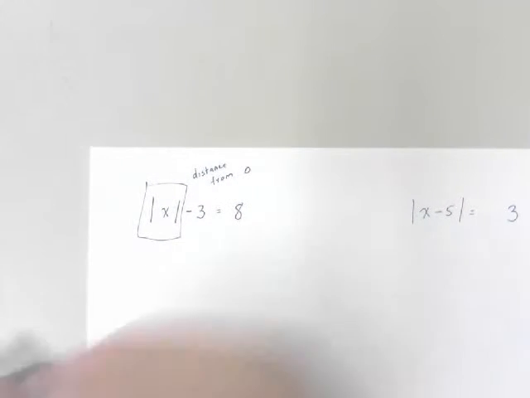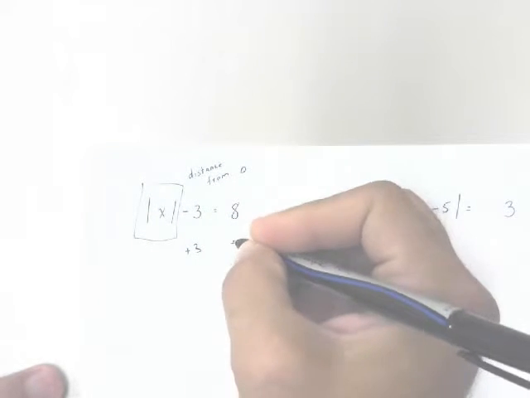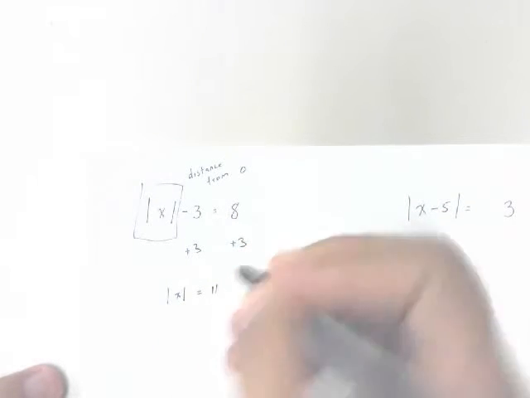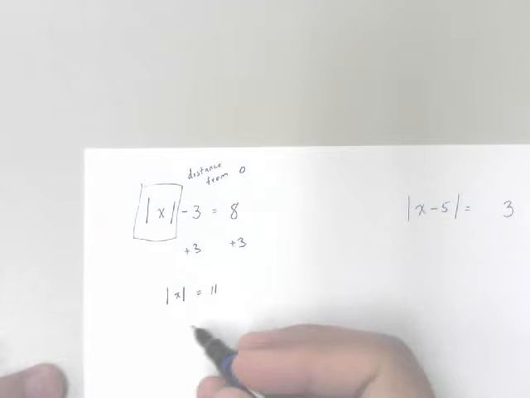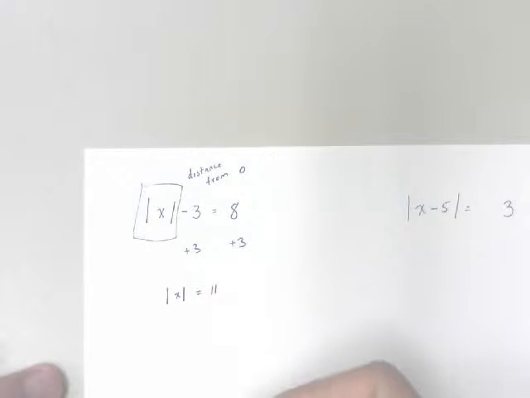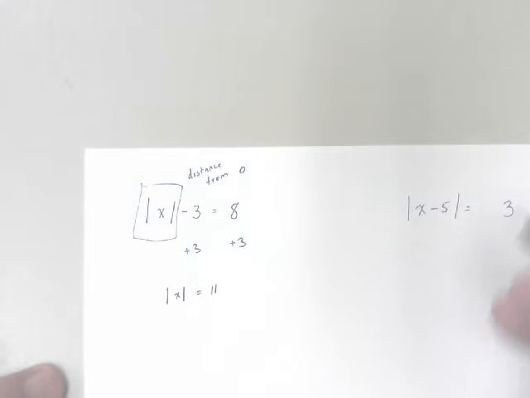We're going to treat this absolute value of x as if it were one big variable. So we're going to try to isolate it. So we'll add the 3, and then I get that absolute value of x is equal to 11. So my goal here is to try to change this problem so that instead of absolute value of x, I just have x. I want to get rid of the absolute value bars.